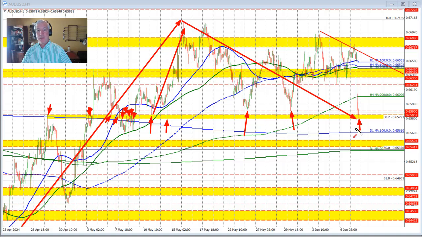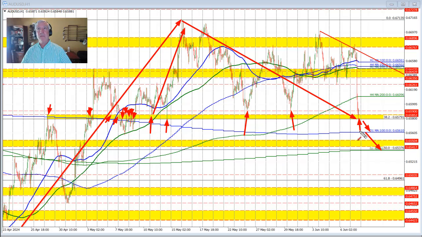Now it's up to the sellers. Are they going to take more control and push the price next down to the 100-day moving average at 0.6561? If it's able to get to that level and get through that level, then we'll look toward the 50% retracement of the same move to the upside, and the 200-day moving average. Those will be the next targets on the downside if we can get below the 38.2% retracement.